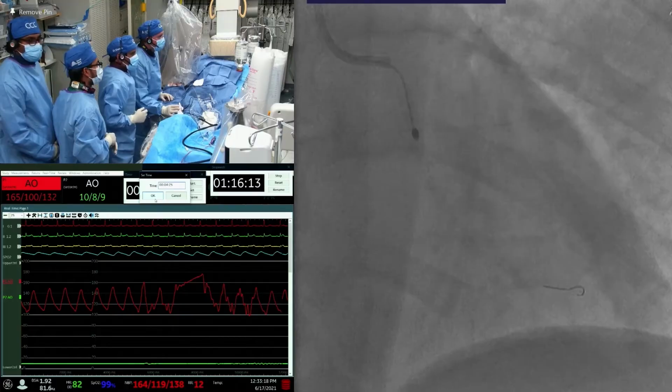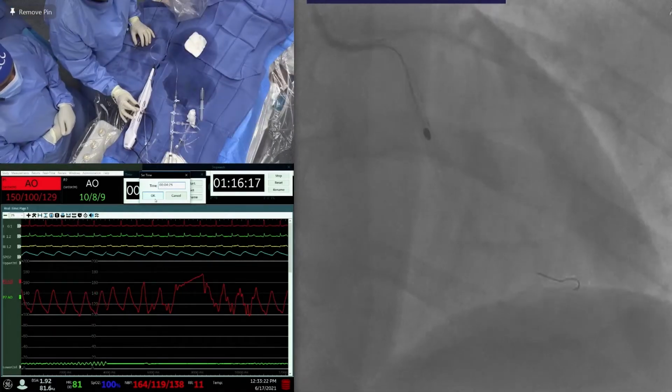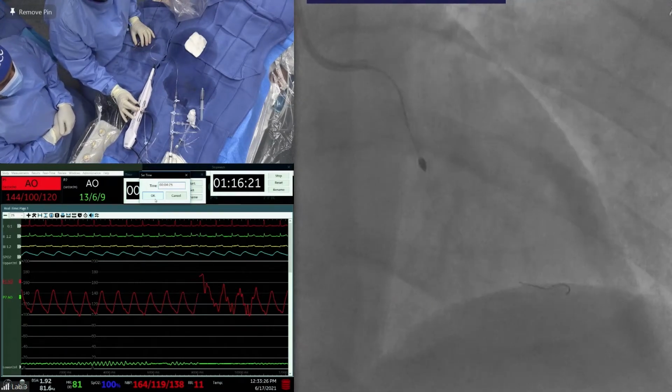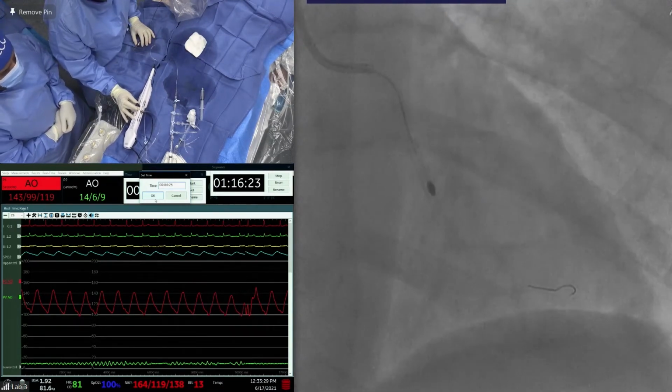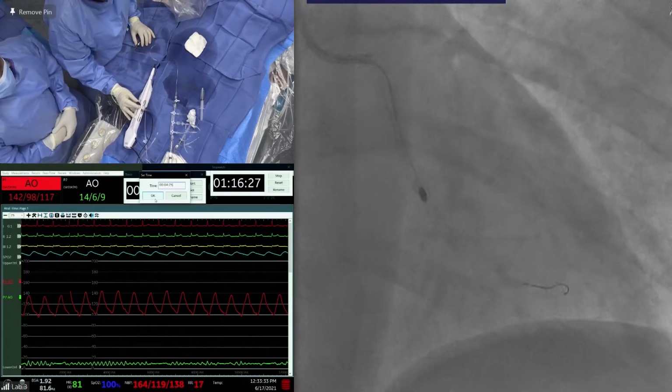Why 2-0 burrs in the beginning? Can we do a 1.5 burr and upsize? Yeah, I think that's what Dr. Sharma was talking about. Maybe 1.75 and then go to a 2.25 or 2.0. But yeah, because the result was so good, that was the only reason.